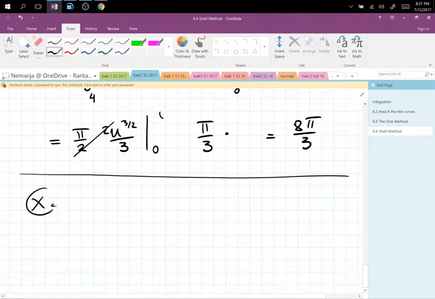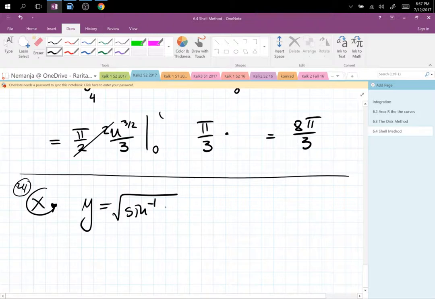Rotation is on x-axis. Problem 24. Your function is y equals square root of inverse sine of x. Y is the square root of pi over 2, and x equals 0.